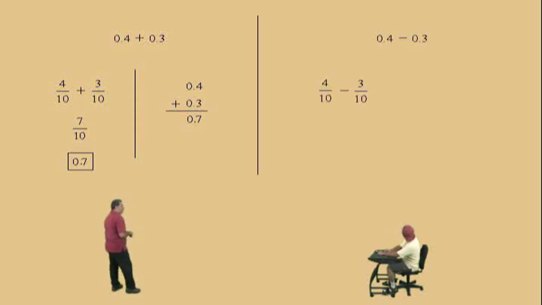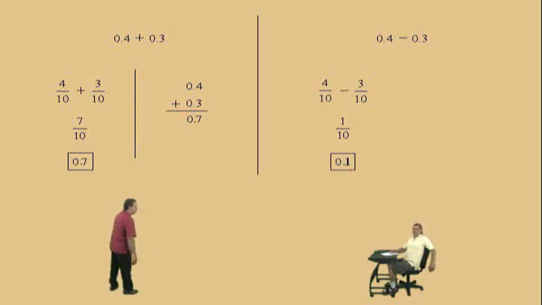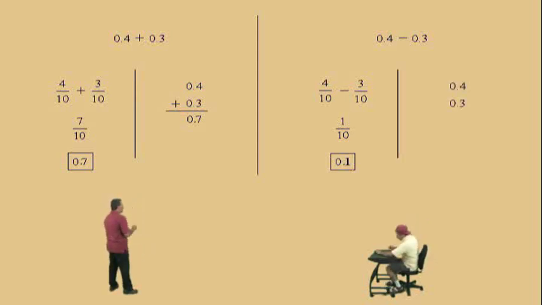Let's do the fractions first. 4/10 take away 3/10 is what, Charlie? 1/10. Very nice, which is 0.1, 1/10. And now, if we do the vertical format, remember, line up the decimals, we subtract, 4 subtract 3 is 1, bring your decimal down with a 0, and obviously, same answer, 1/10.